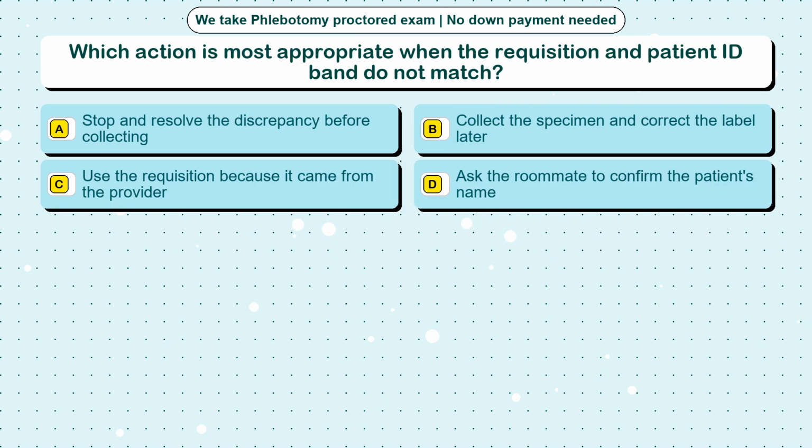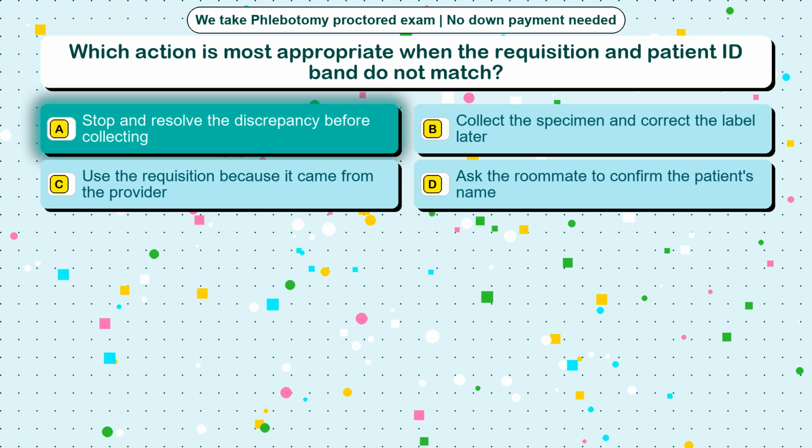Question 97. Which action is most appropriate when the requisition and patient ID band do not match? Option A, stop and resolve the discrepancy before collecting. Option B, collect the specimen and correct the label later. Option C, use the requisition because it came from the provider. Option D, ask the roommate to confirm the patient's name.